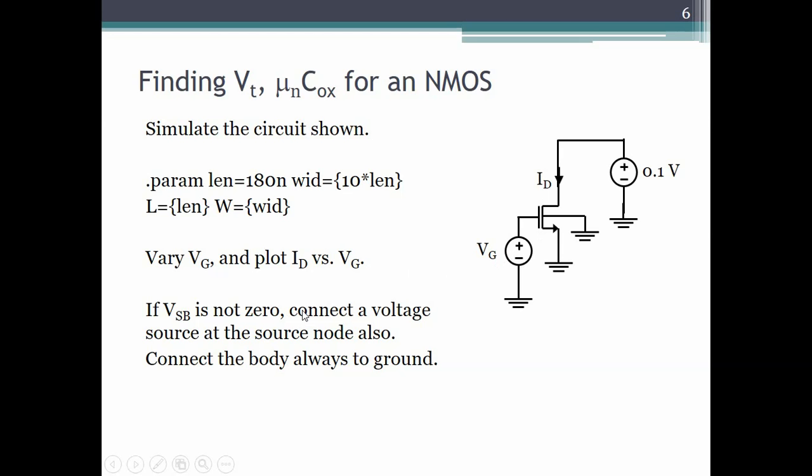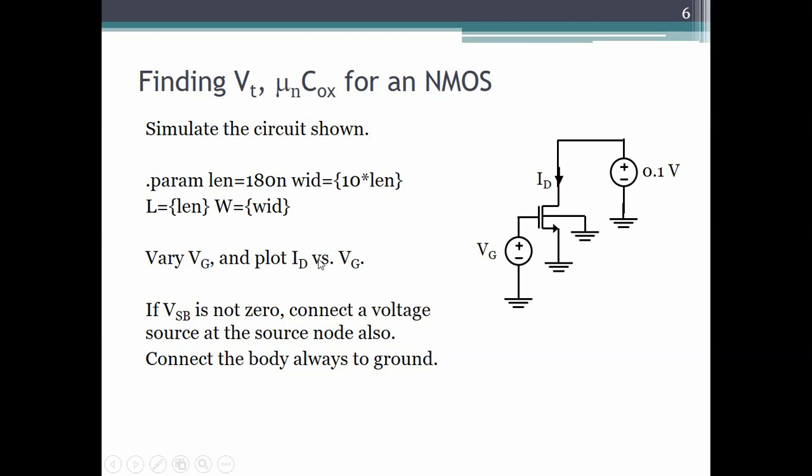For part of the assignment, you will also be doing this simulation with the source body voltage not 0. When you have the source body voltage not 0, the way you will do this for the NMOS is you will keep the body always at 0 and you will connect the voltage source at the source node instead of grounding it, and you will vary that source voltage. That source voltage will always be positive, and the body will always be grounded for the NMOS.